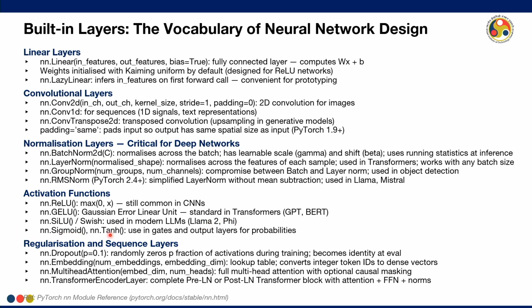Then you have sigmoid and tanh, which are widely used in gates and output layers, basically to calculate the output probabilities, class probabilities, right? So these are the different activation functions you can use.